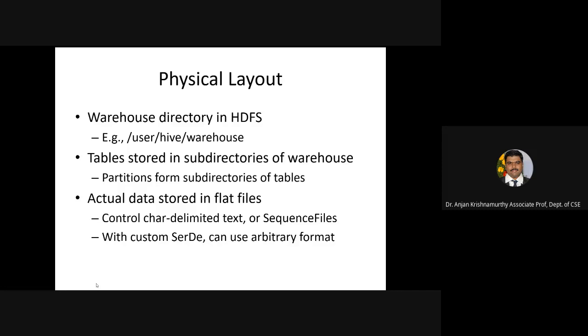So the physical data of a warehouse is basically stored in HDFS, and the deployment path of that particular warehouse is /user/hive/warehouse, right? And then you have tables that are stored in subdirectories of that particular warehouse. Partitions form the subdirectories of the table.